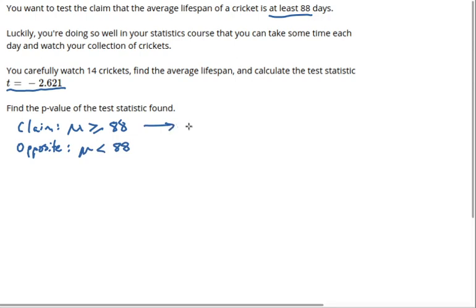Now the one with the equal sign corresponds to our null hypothesis, and there we change it to equals. Mu equals 88, and the other one without the equal sign becomes our alternative hypothesis. No change to the symbol. The alternative hypothesis tells us that because this is a less than symbol, we have a left tail test.